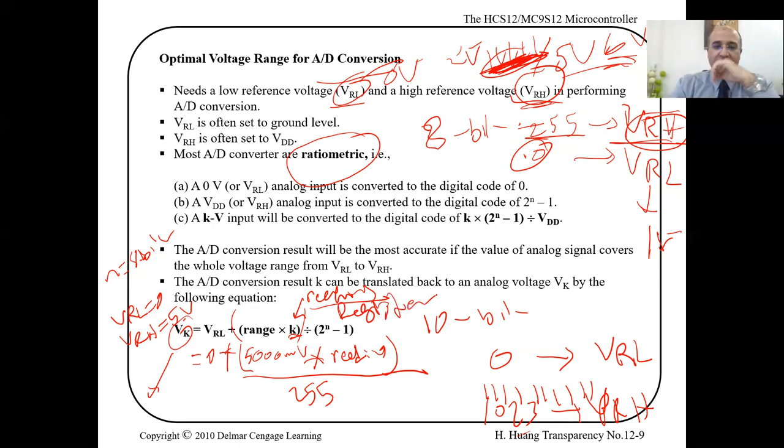This formula applies if your voltage reference low is 1 volt, for example, instead of 0. Then your range is 5 minus 1, which is 4. This will be 1 plus 4,000 times the reading over 255, and so on.